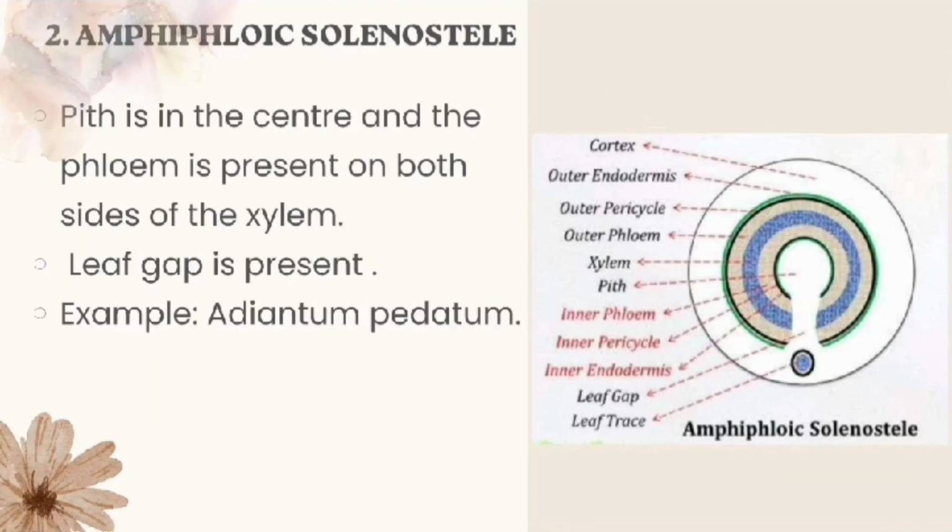Next, amphiphloic solenostele. In this, pith is present and xylem will be present in between the phloems. In this also, leaf gap is present. Example, Adiantum pedatum. Thank you.